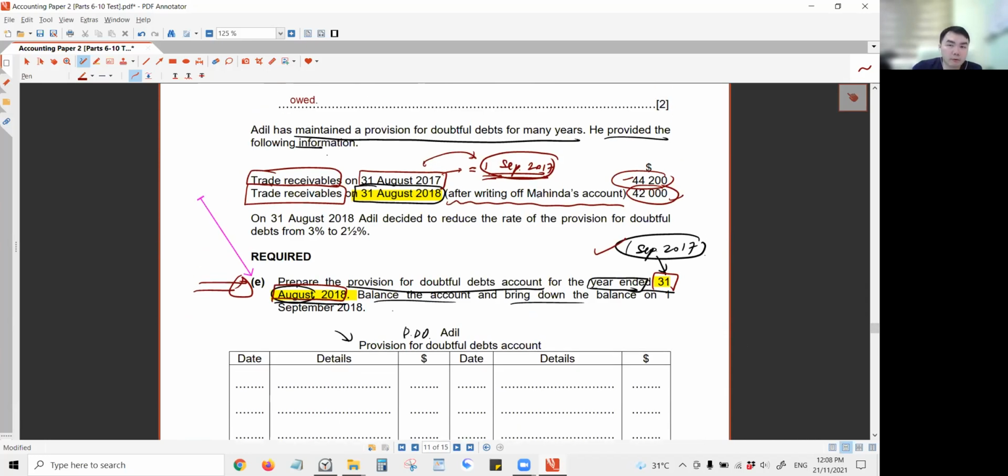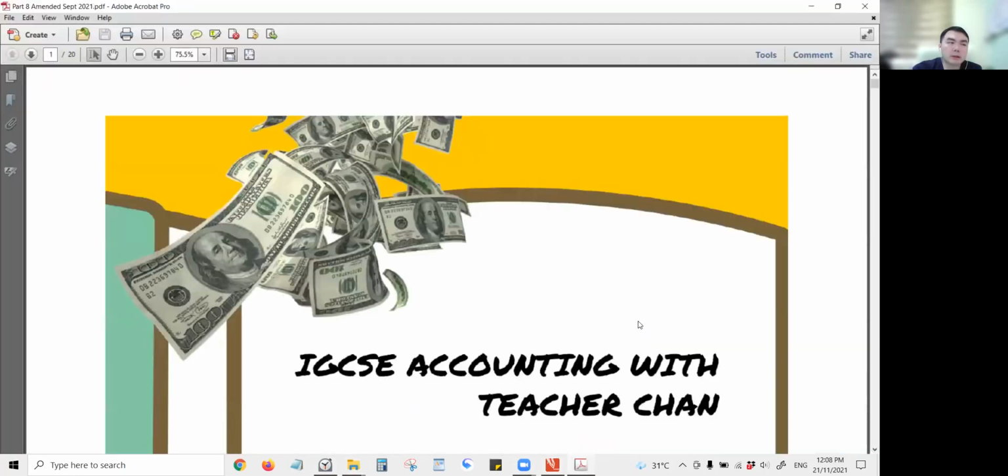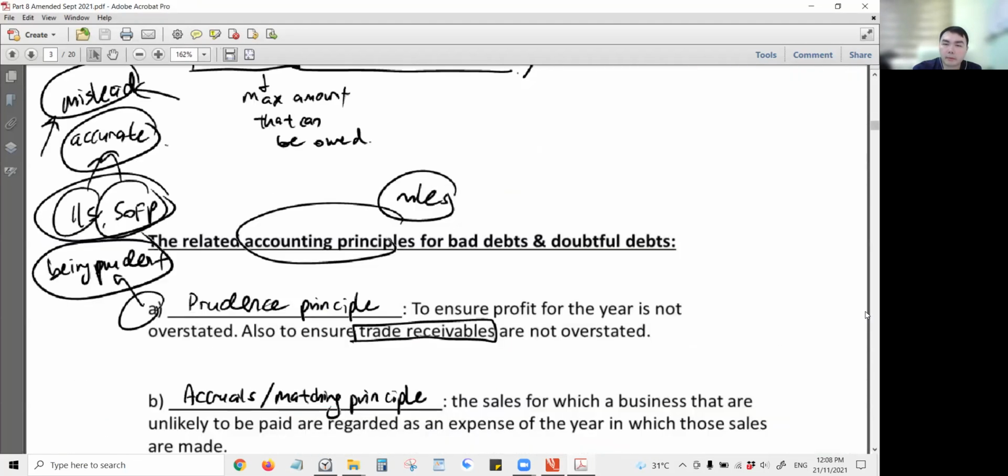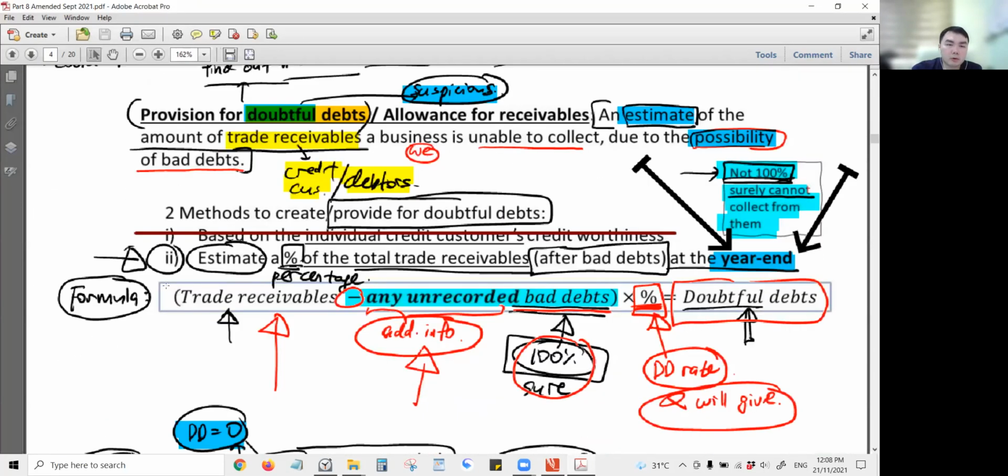So they say they have written off Mahinda's account. Why is that important? Because of the formula used in calculating doubtful debt, which is in your part 8. You must first take trade receivable, then minus all the irrecoverable debts, then only you times the percentage. The question just now told you they have written off Mahinda's account, which means they have done this deduction for you. That means we can straight away times the percentage. Remember, that's the formula for calculating doubtful debt.